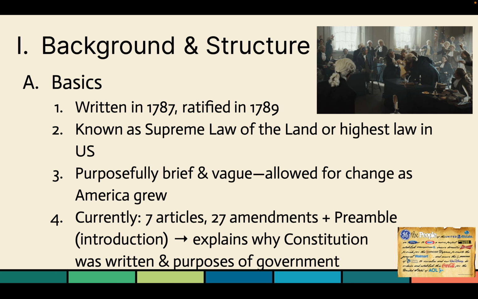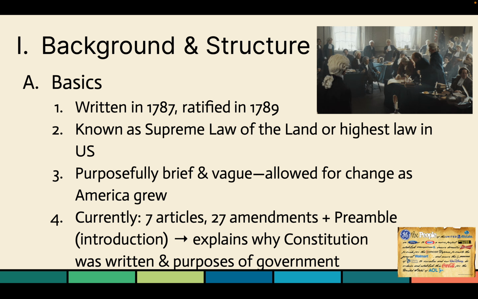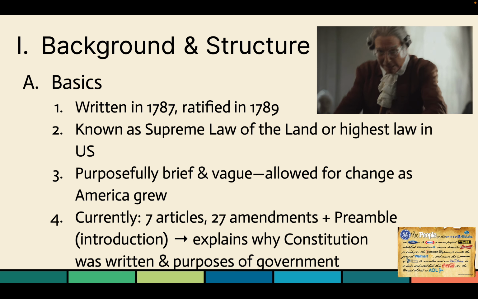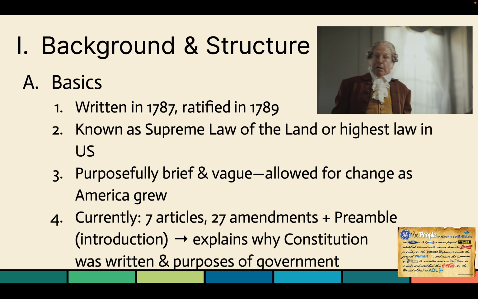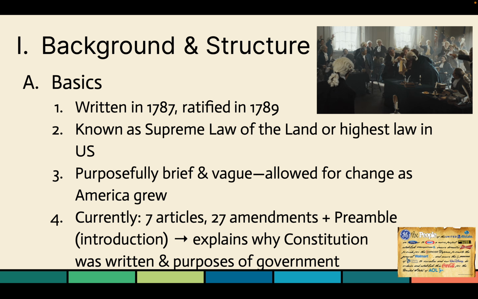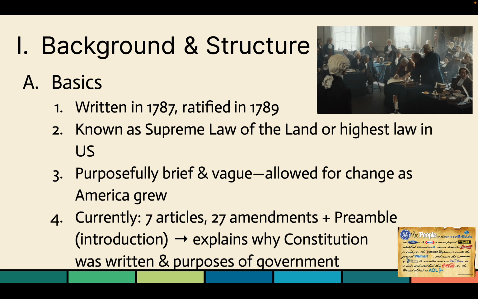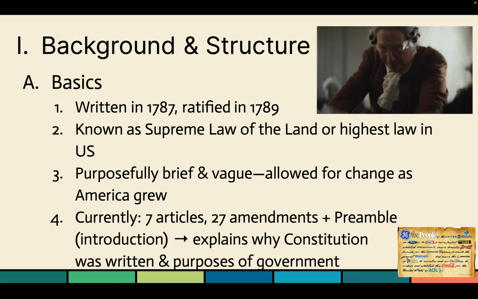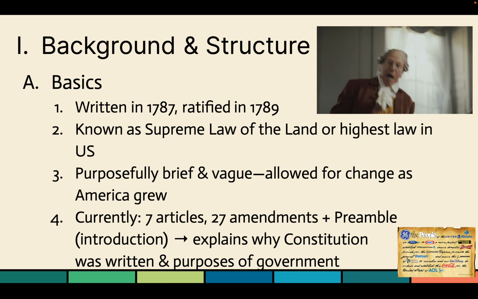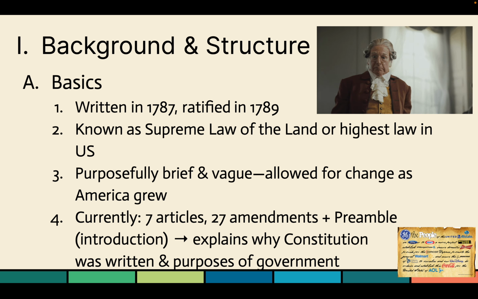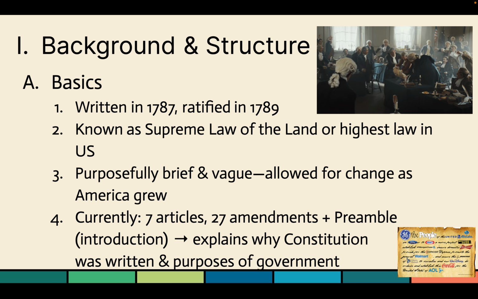The Constitution is known as the supreme law of the land, or the highest law in the United States. What does that mean? That means that all laws are derived from the Constitution. The Constitution is really our bellwether. This is what shows us whether or not things are allowed in our country. And as we'll see this semester, when cases are brought up to the Supreme Court, this is what they use to determine whether or not things are allowed to be legal or if they need to be removed. The Supreme Court is always coming back to this supreme law of the land.